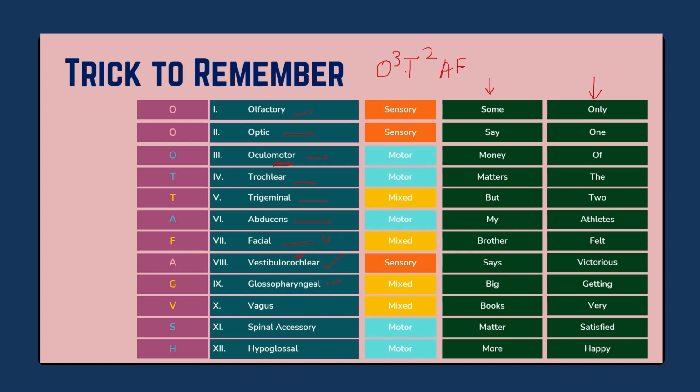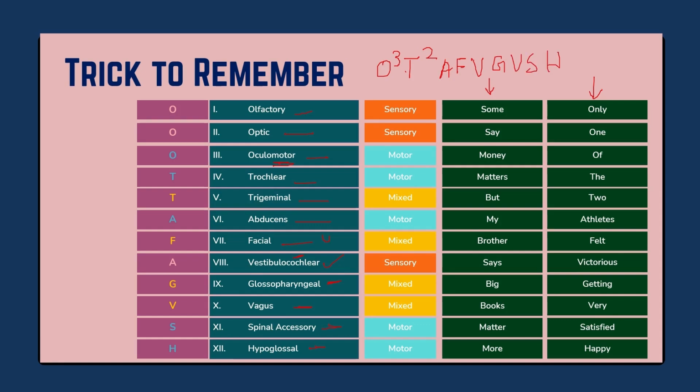Then we have glossopharyngeal, which is for tasting. Okay, it's a taste tester, also movement of tongue. Then we have the wanderer vagus. Okay, it is responsible for sending signals to your abdomen also, chest also, and controls autonomic functions also. Then we have spinal accessory, which is for shoulder movements, and we have hypoglossal for tongue movement. So we have O3, T2, A, F, V, G, V, S, H.